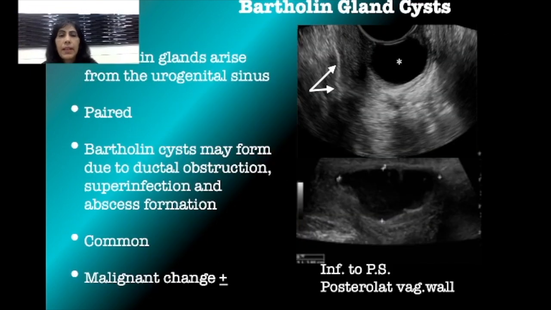Then the Bartholin gland cyst. Now let us see the picture here. This is the vaginal area that is being shown. The vaginal mucosa is bright. In this case you are not seeing any pubic symphysis or anything. We are just seeing the cystic lesion is there.